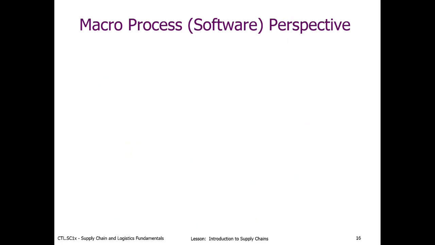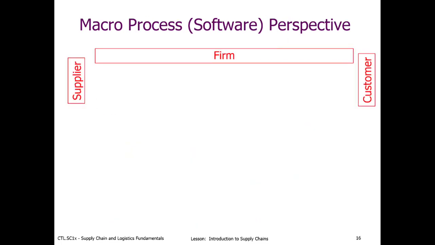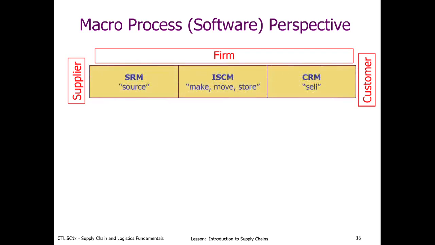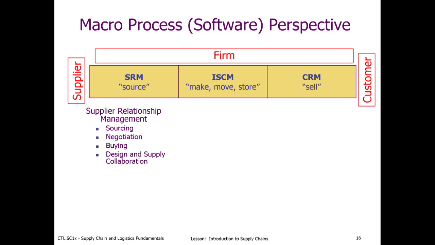But let me give you another perspective here, and this is one that most software vendors take. If you're a software vendor, you think of 3 types of people that you're dealing with. You've got a supplier, you've got the firm, and you've got their customers. So you can think of 3 main classes of software in there. And let me talk about each of them. The first is SRM, Supplier Relationship Management, and the idea is to manage the relationship between the firm and its suppliers. This is all about procurement, sourcing, negotiations, how you collaborate on supply things, how you manage your suppliers.